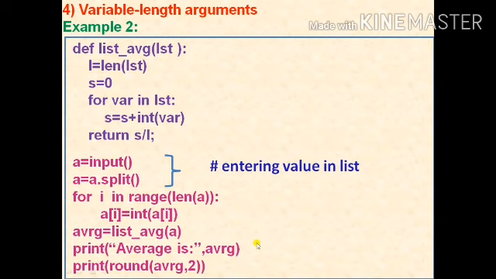Whatever average is printed may have a number of decimal places. We can round it by using the round function. This way we can use different types of arguments in a function. So students, we have just learned what is an argument, what is a parameter, and what are the different types of arguments that can be supplied to a function.